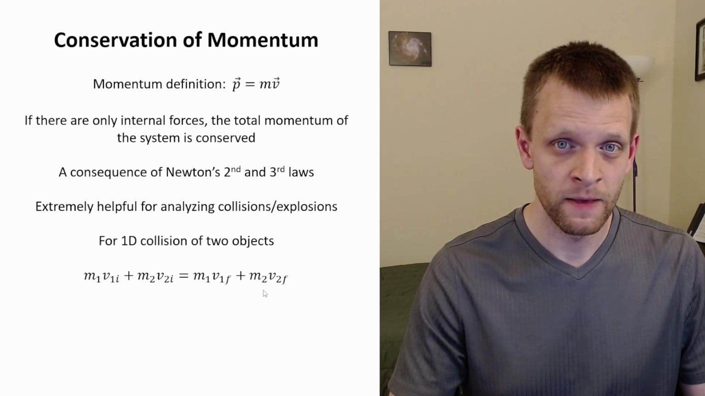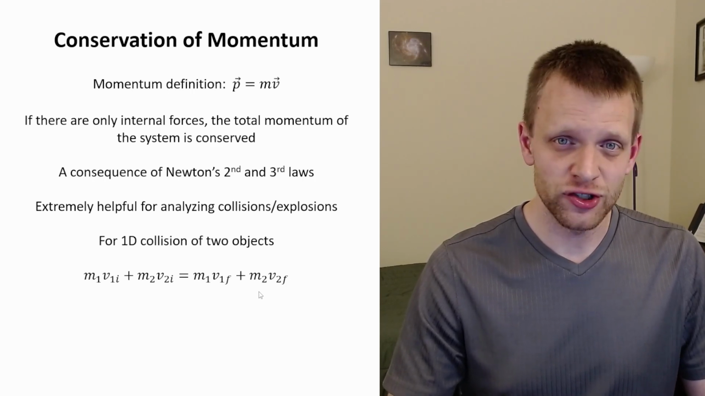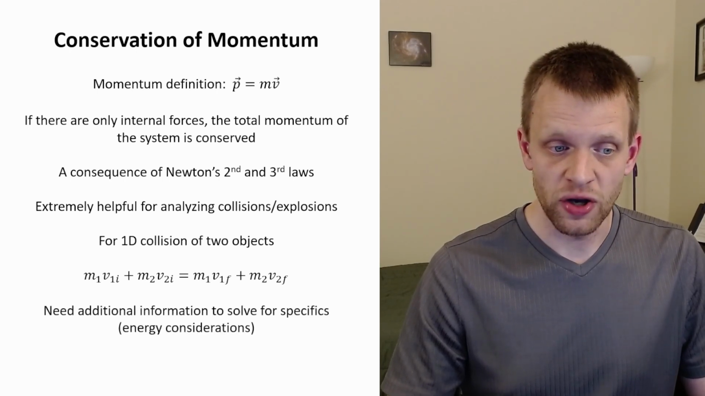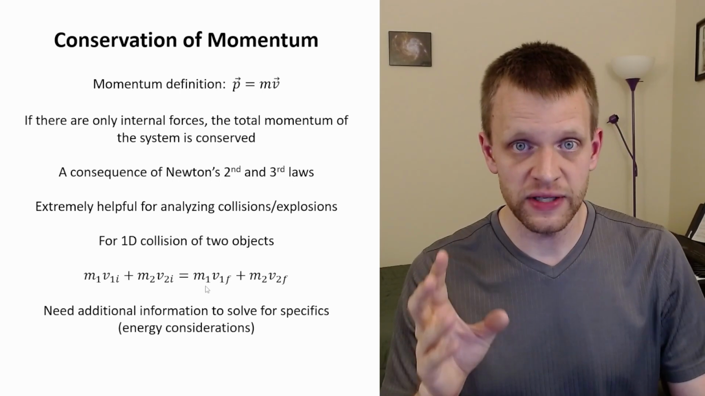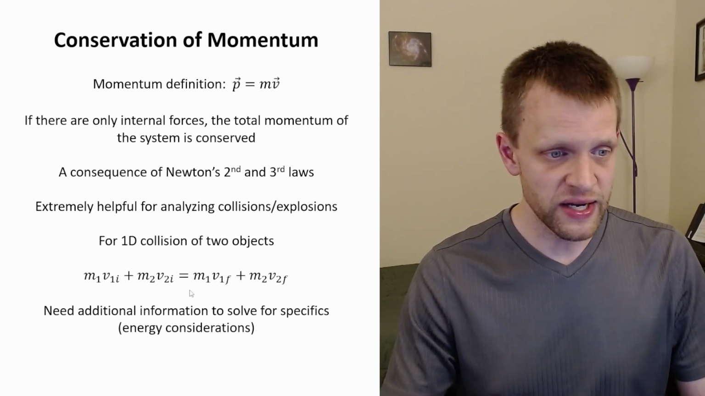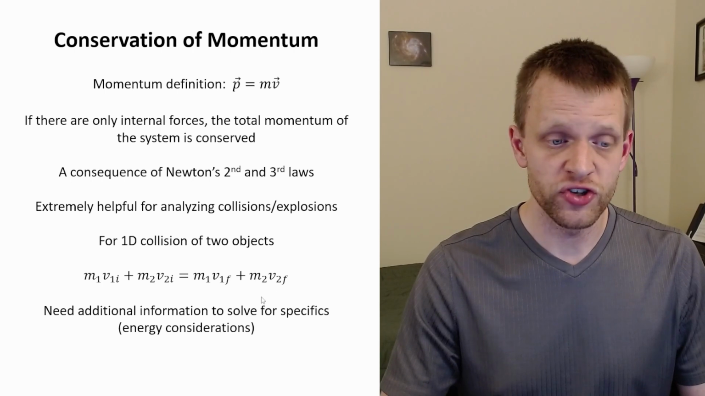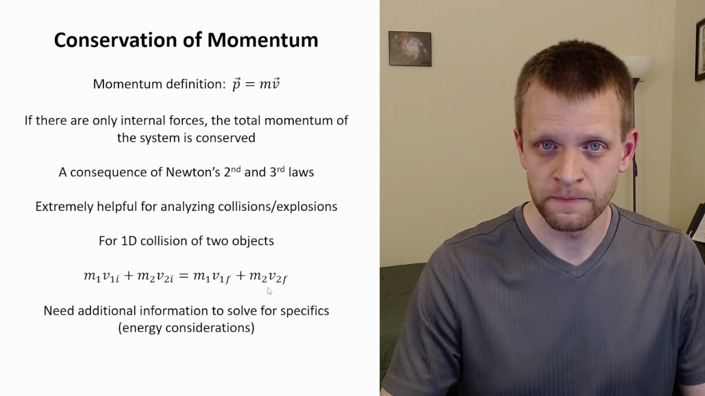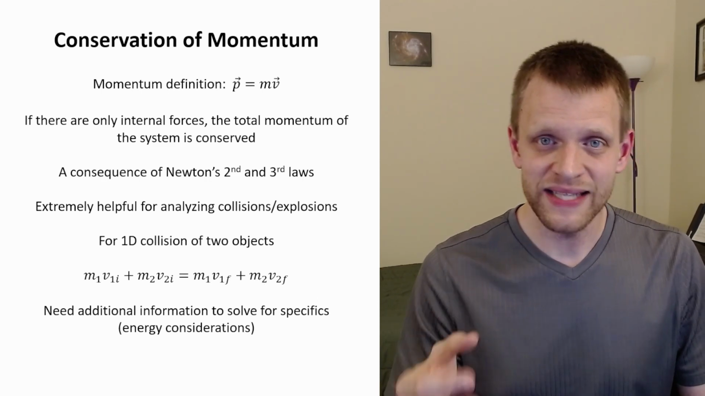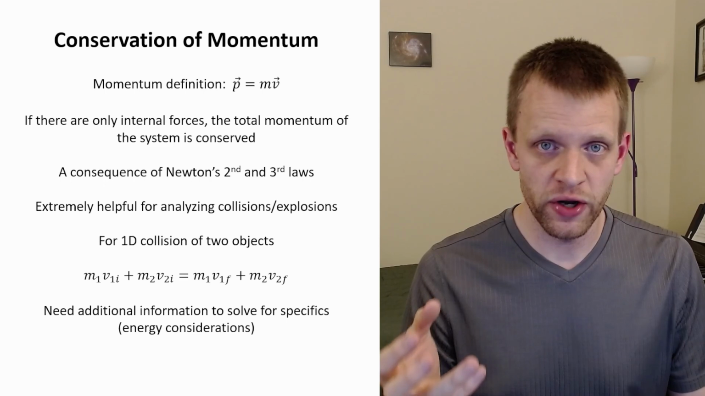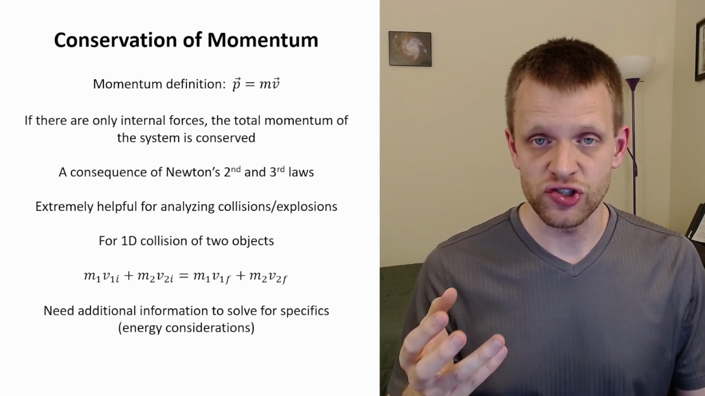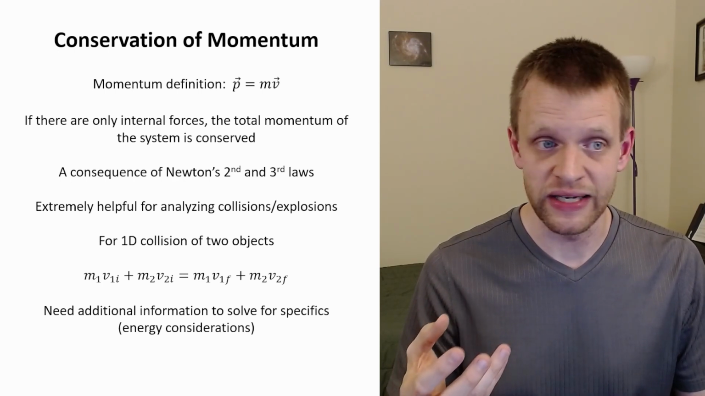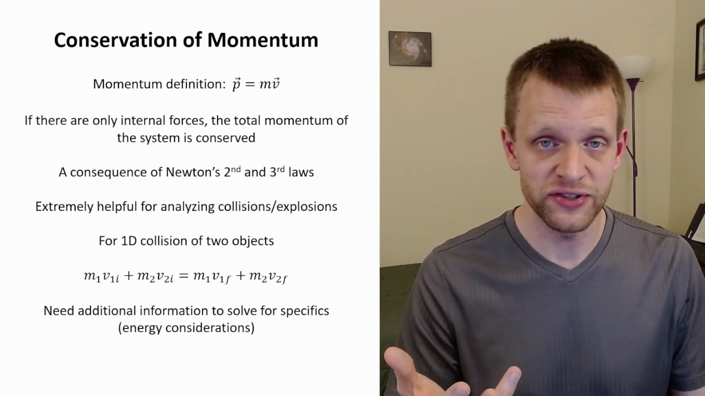If it's a collision where there are only internal forces, this total momentum before the collision and after the collision must match. But this isn't actually quite enough information to fully describe what's going to happen to this system. It's an important constraint. It definitely is involved in the calculation, but right now we would have one equation with two unknowns, the final velocity of object 1 and the final velocity of object 2. So we can't take one equation that has two unknowns and unambiguously solve for both of those unknowns.